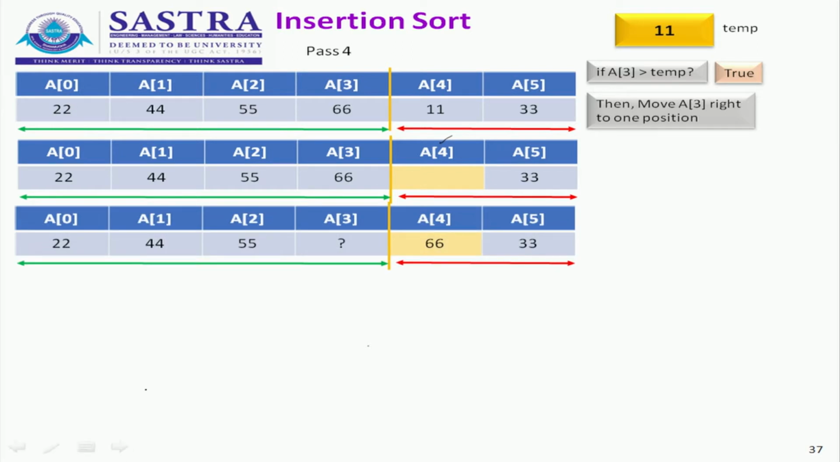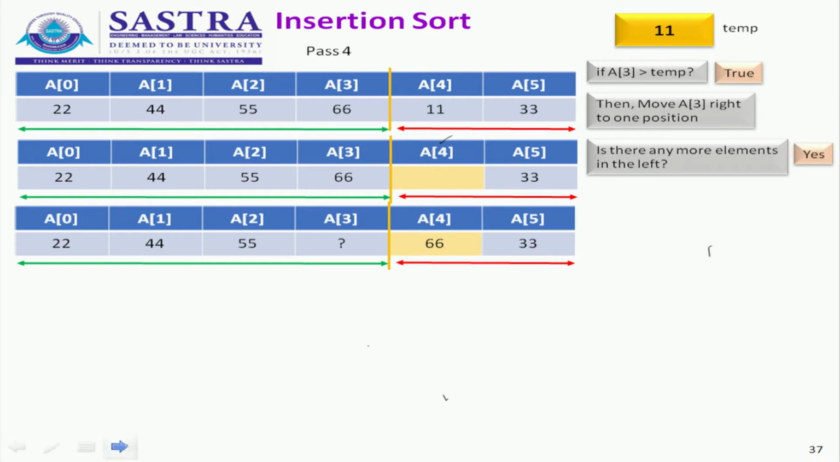So once you are shifting, it will become like this. Still, this is a question mark because I cannot put 11 directly. We have to find the appropriate place for this 11. How to find that? We have to traverse the left hand side of the array, which is your sorted sublist, and then we will find the appropriate place. As of now, A of 3 is a question mark.